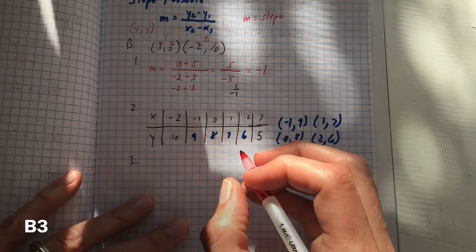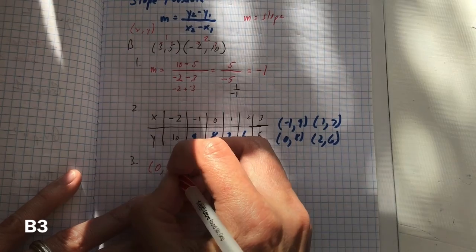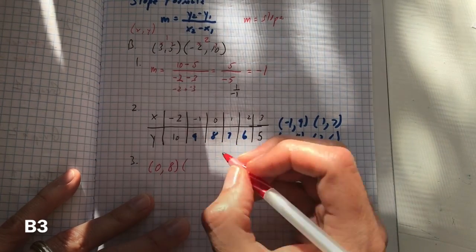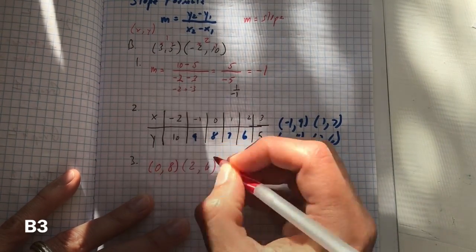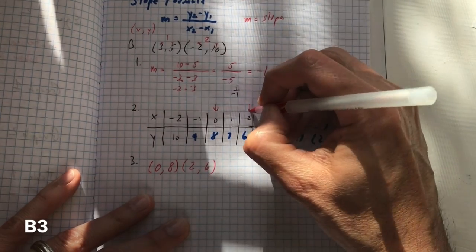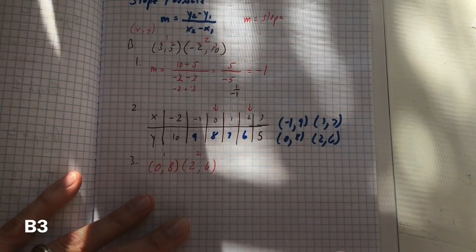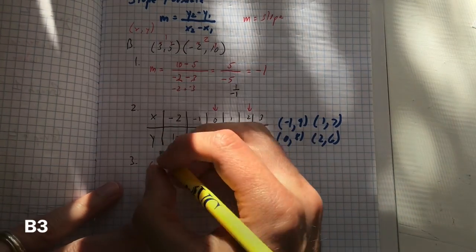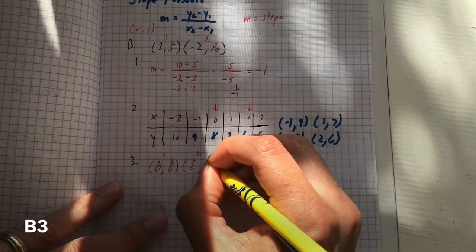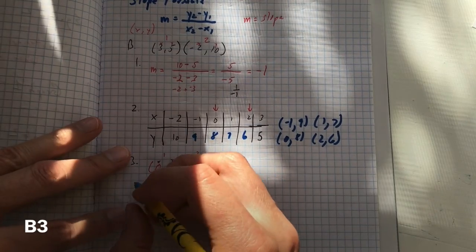Let's try this time 0 and 8 and 2 and 6. So I'm trying this point and this point here. So this will be my point 1. This will be point 2. Remember that this is going to be x and y and x and y. So I'll plug all this work in here.